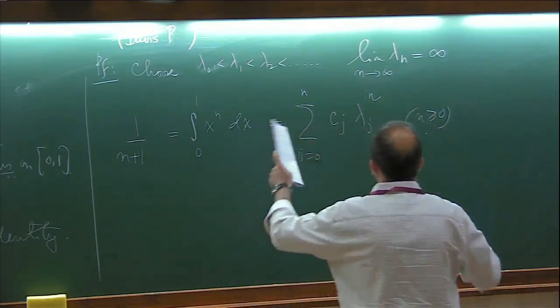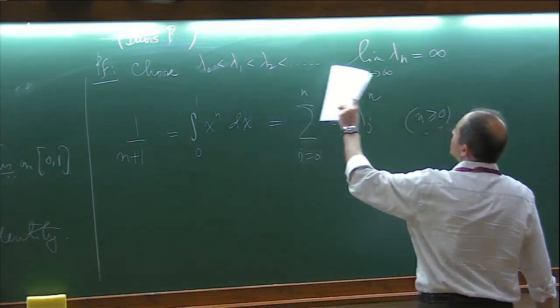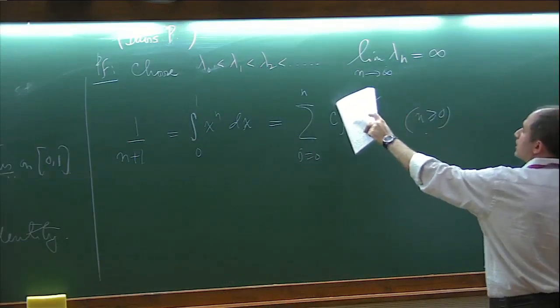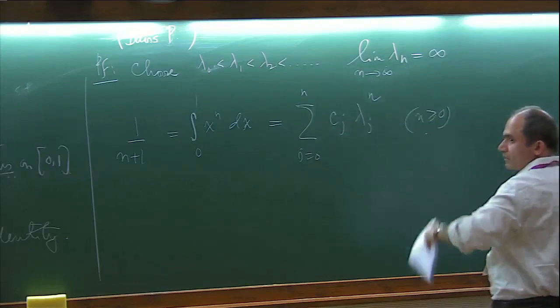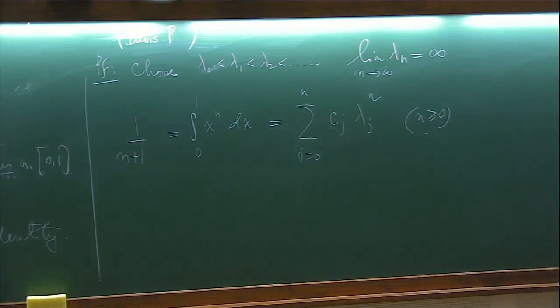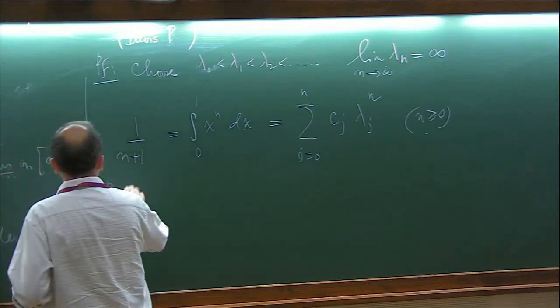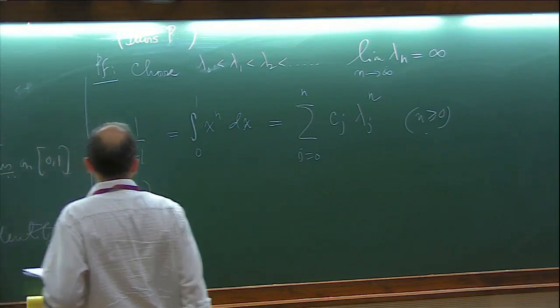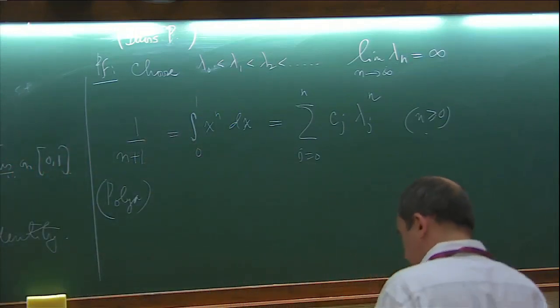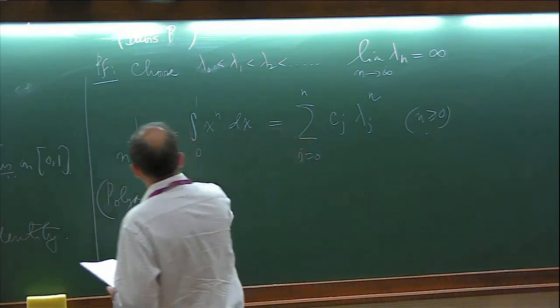So what do I have? I know what the lambda j's are, since this is something that I have chosen. The unknowns are the c j's. So this is a system of equations, infinitely many equations in infinitely many unknowns. There's a very nice theorem of Pólya's, around 1933 or so. Pólya's theorem says the following.